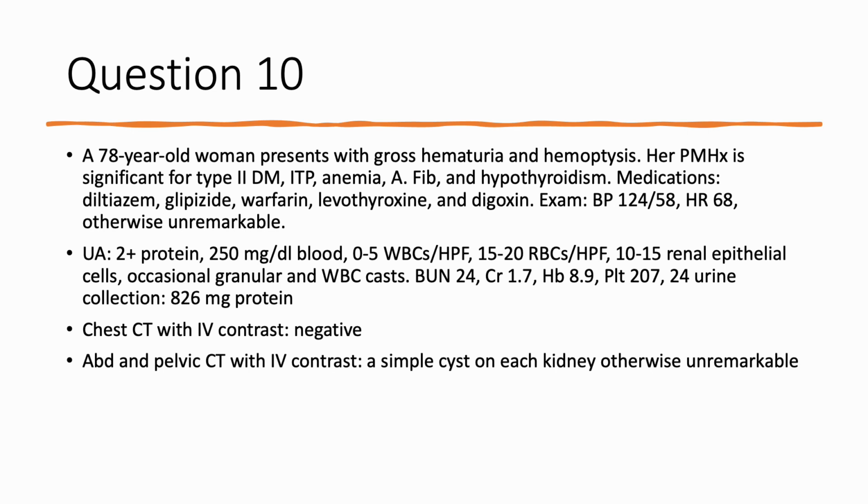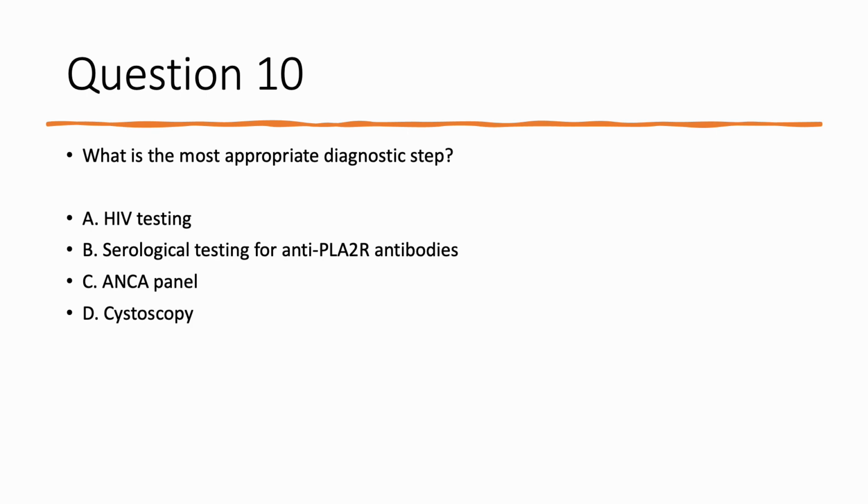A 24-hour urine collection revealed 826 milligram of protein. Because the patient has hemoptysis, a CT scan of the chest with IV contrast was done and it was negative. Abdominal and pelvic CT with IV contrast only showed a simple cyst on each kidney, otherwise it was unremarkable. What is the most appropriate diagnostic step in this patient?